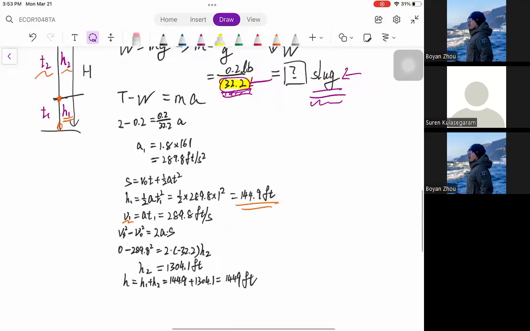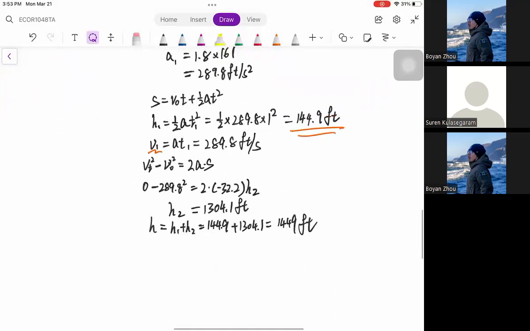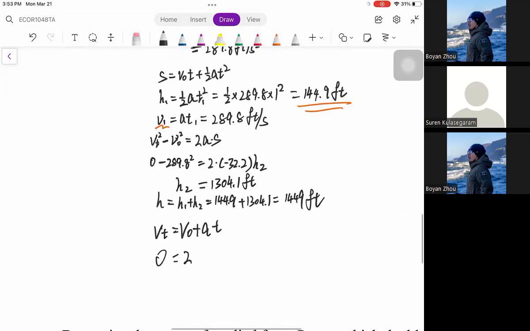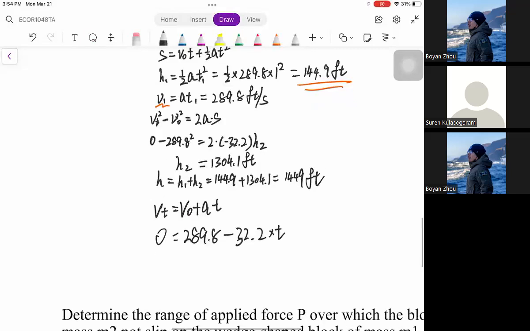Okay, so that is for the height, and for the time, it's also going to be super easy since we have the final velocity and the initial velocity. The final velocity is equal to the initial velocity plus at, and the final velocity is 0, the initial velocity is 289.8, and the acceleration is 32.2 times time t. Then we can solve for t, that is 9 seconds.